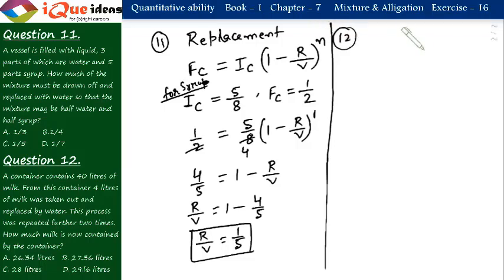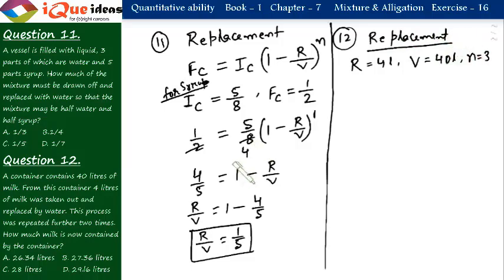Okay. Now let's take question number 12. It says a container contains 40 liters of milk. From this container, 4 liters of milk was taken and replaced by water. So this again is a question of replacement. This process was repeated further 2 times. So here we are given the value of R, that is 4 liters. We are given the value of V, that is 40 liters. And N is given total 3 because we are repeating it 2 times. So the total N value will be 3.